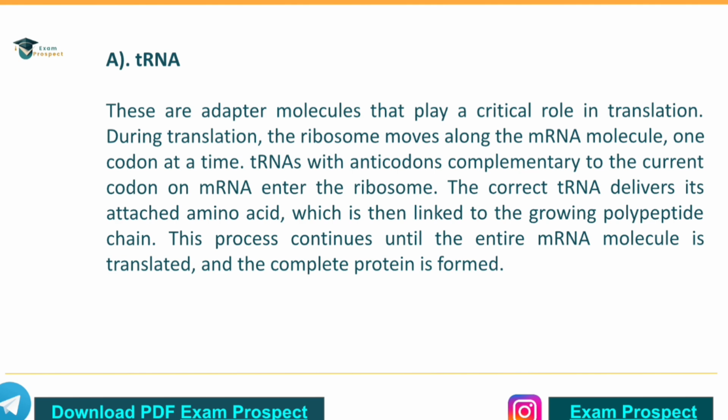A tRNA with anticodons complementary to the current codon on mRNA enters the ribosome. The correct tRNA delivers its attached amino acid, which is then linked to the growing polypeptide chain. And this process continues until the entire mRNA molecule is translated and a complete protein is formed.